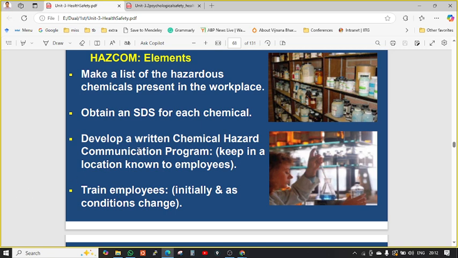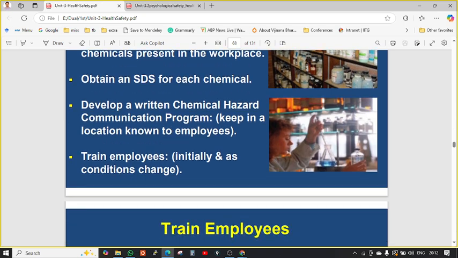So develop a written chemical hazard communication program that locates known as employee. So for every employee you have to make some rules, regulations, all these things in a written form. And lastly, train the employee, meaning the people who are new should be given proper training to work in the workplaces. Without knowledge, some hazardous position may occur.